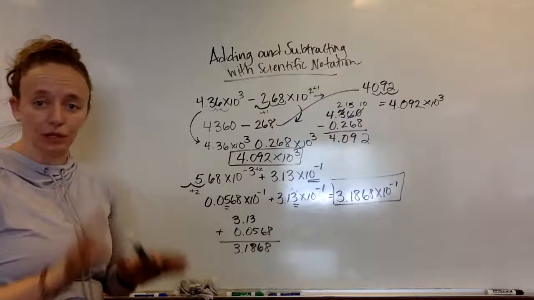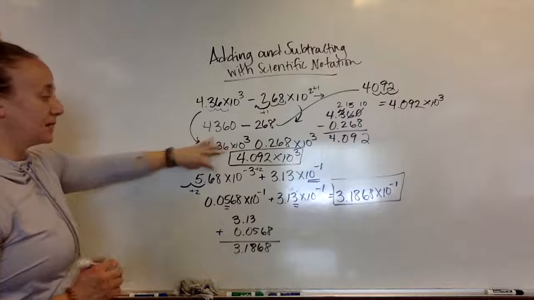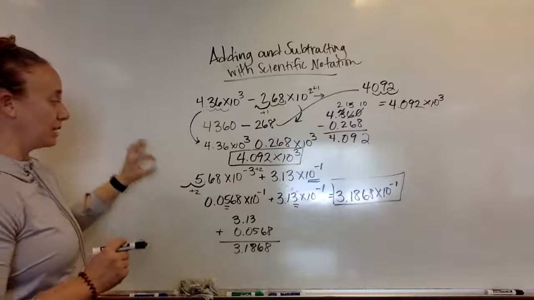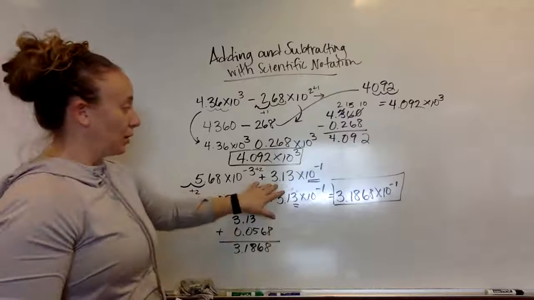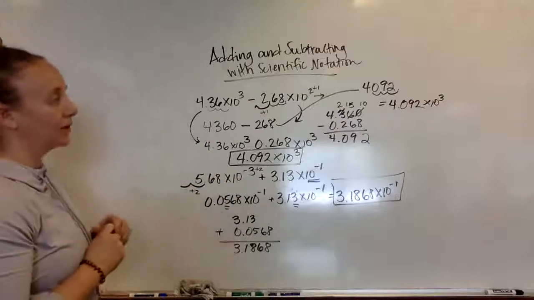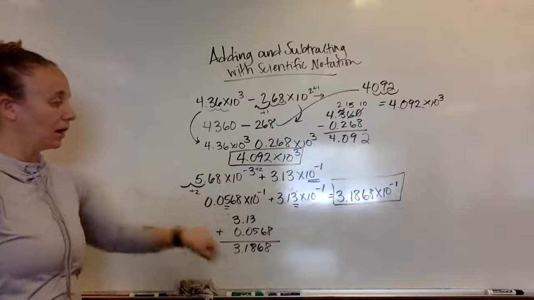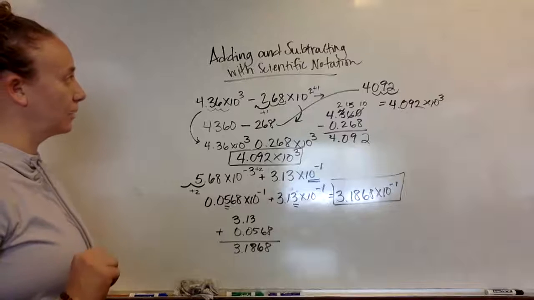Again, you can turn these into standard form if you want. You could look at 5.68 times 10 to the negative third and write 0.00568, and add it to 0.313, add those two things together, and put them back into scientific notation. However, you can also take a little bit of a shortcut and look at just the orders of magnitude.